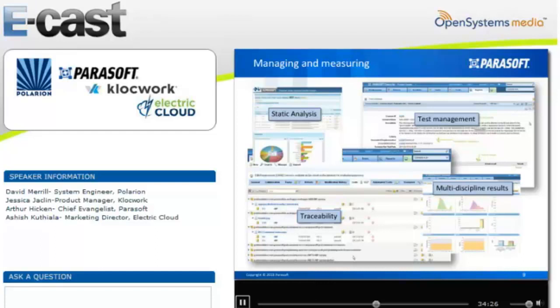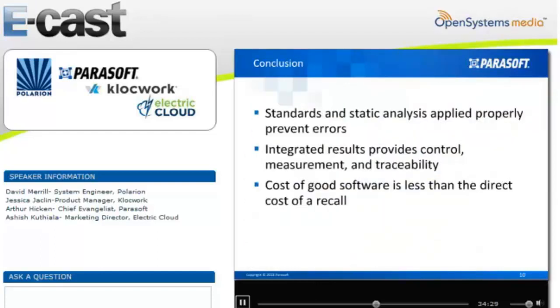So in conclusion, the basic idea is that standards and static analysis, when they're applied properly, become not just quality gates, but actually help you craft code in such a way that errors can't occur. So the cost up front may be a little bit painful, but it also lets you make sure that the error won't be creeping in, and you can sleep better at night. And if you have integrated results, then you get better measurement, better traceability, and better management of your project. And as is obvious, the cost of good software is definitely less than even the direct cost of a recall, not to include the lost confidence, lost sales, et cetera, that go on in business.